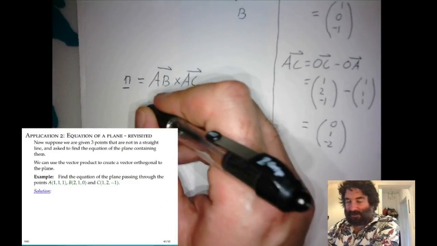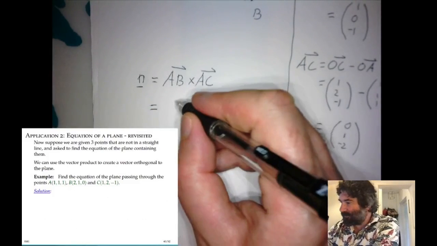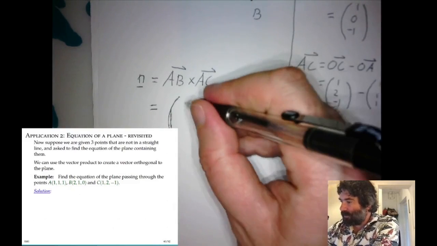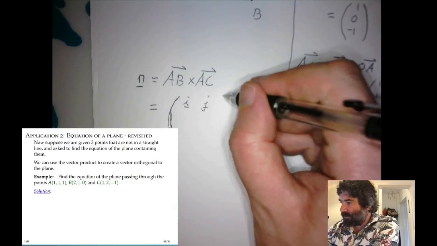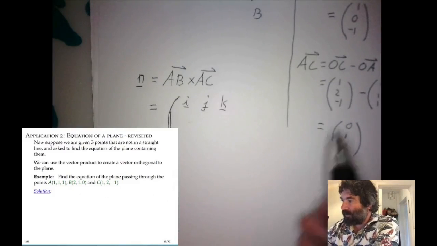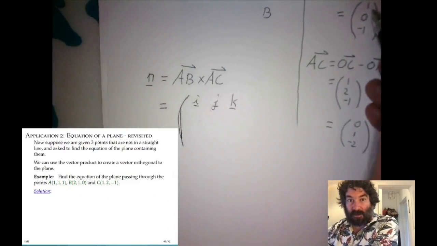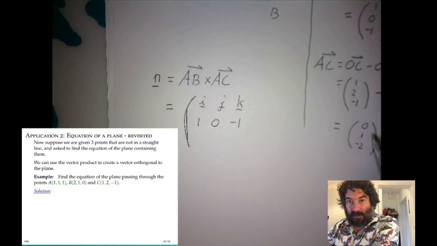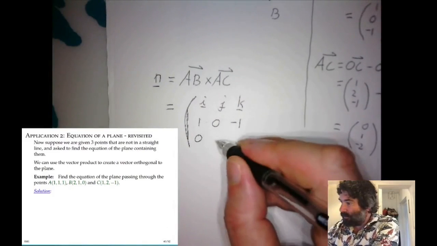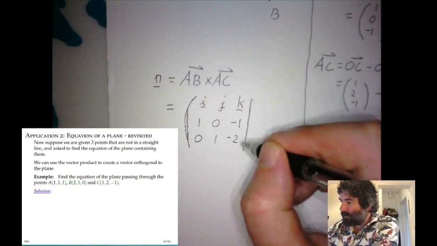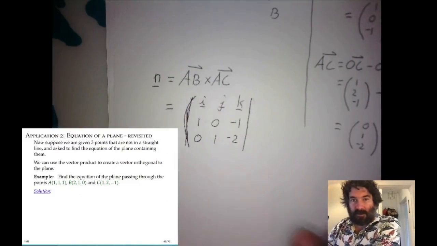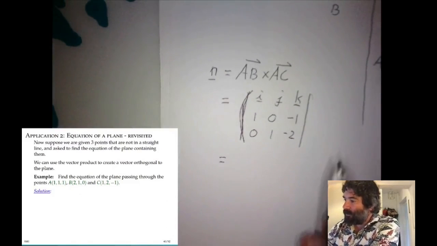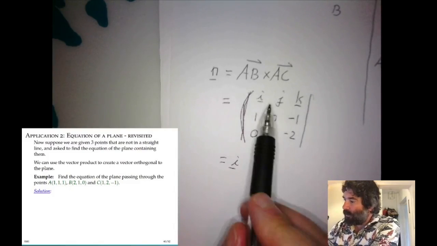So let me form the matrix we need for the determinant here. We're taking the determinant of this matrix. In the second row, we put the vector from A to B, so that's here 1, 0, negative 1. And in the third row, we put the vector from A to C, 0, 1, negative 2. So this will be a kind of easy one to calculate because of the two zeros. So we have everything there. We don't need the previous calculations anymore.